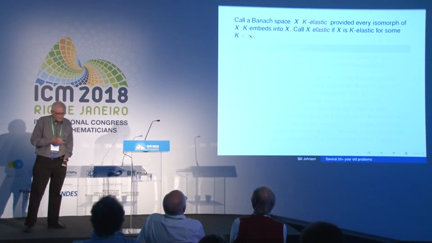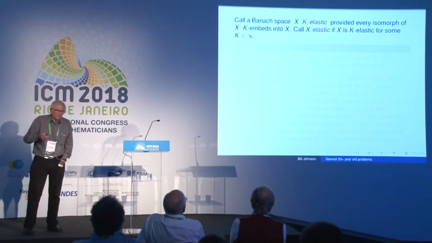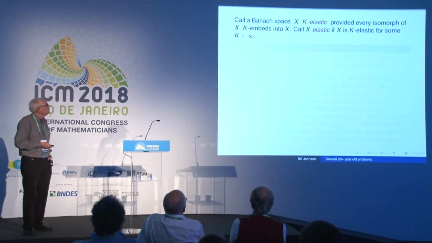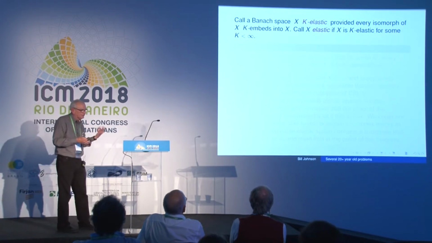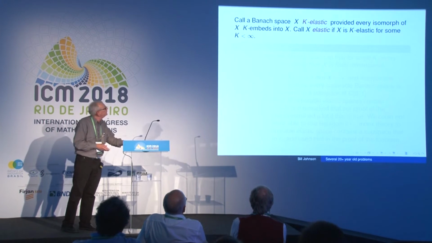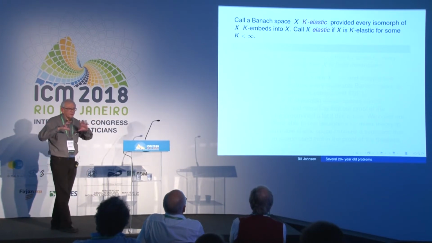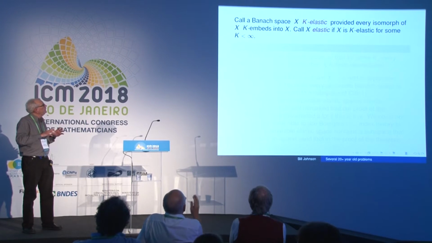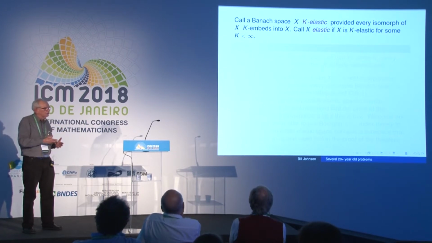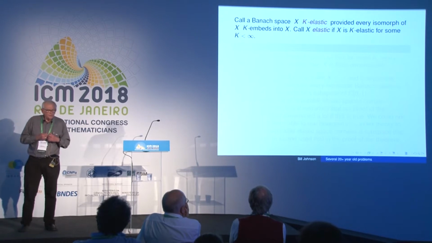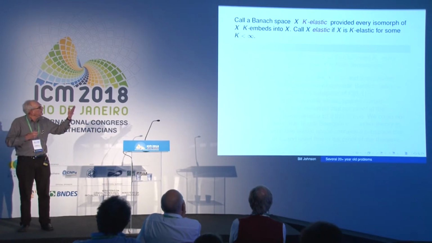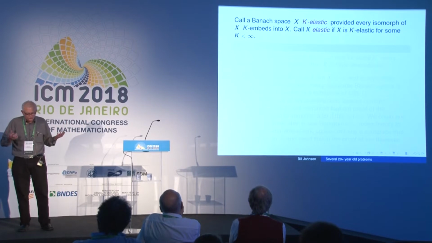So in order to do that, we introduced this concept. It's an obvious concept, but really hadn't been studied. It's called a Banach space X K-elastic, where K is just a numerical parameter, provided every isomorphic image of the Banach space X is K-isomorphic to a subspace of X. And elastic just means K-elastic for some constant K.